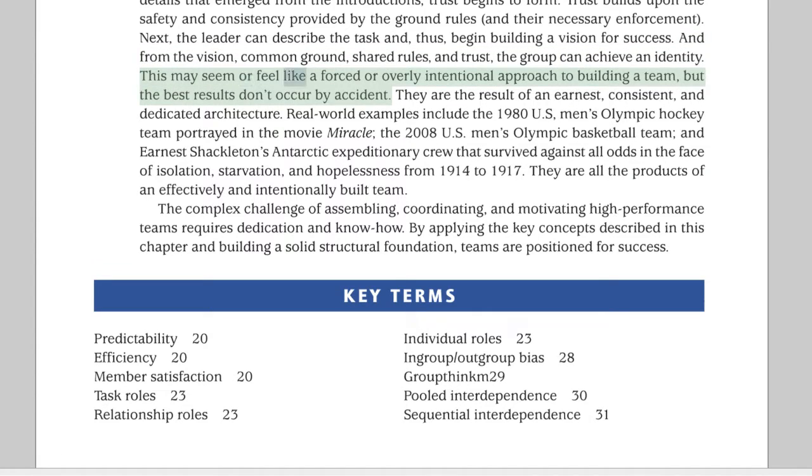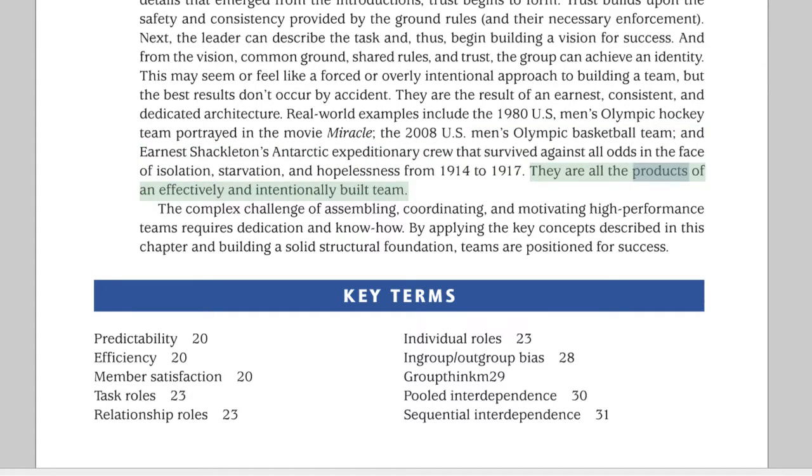This may seem or feel like a forced or overly intentional approach to building a team, but the best results don't occur by accident. They are the result of an earnest, consistent, and dedicated architecture. Real-world examples include the 1980 U.S. men's Olympic hockey team portrayed in the movie Miracle, the 2008 U.S. men's Olympic basketball team, and Ernest Shackleton's Antarctic expeditionary crew that survived against all odds in the face of isolation, starvation, and hopelessness from 1914 to 1917.